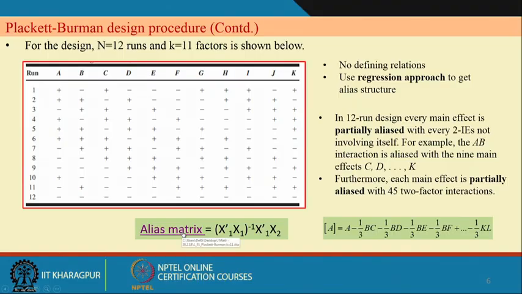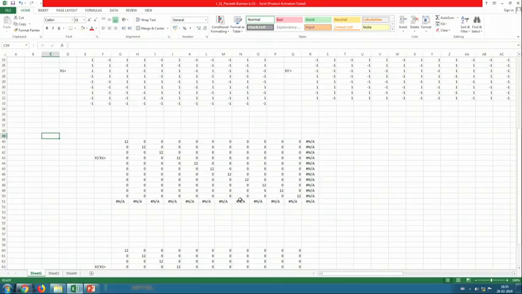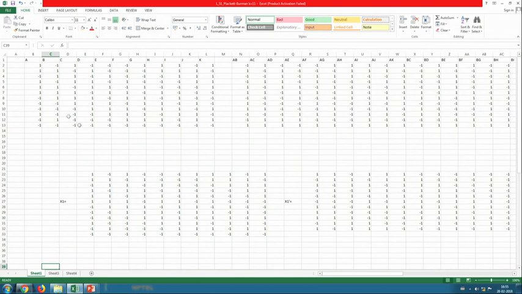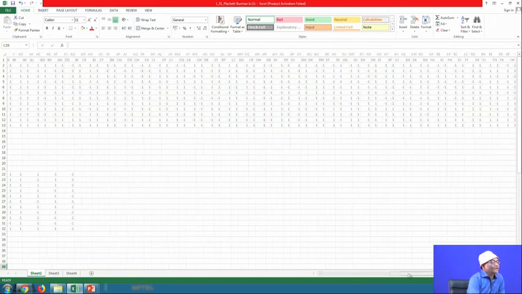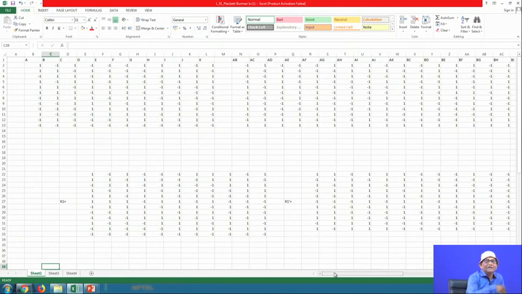Now, because there are 11 factors, it is a huge one, so we have used an Excel sheet to find this. You see A to K, and 1 to 12 runs with plus 1 and minus 1, this is the design matrix, and from here you can also compute A, B, C, all those things. There will be so many second order interactions. We are not considering the third or higher order interactions, because PB design is not for that purpose.